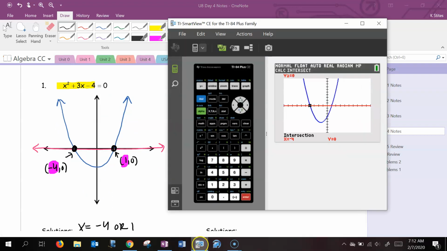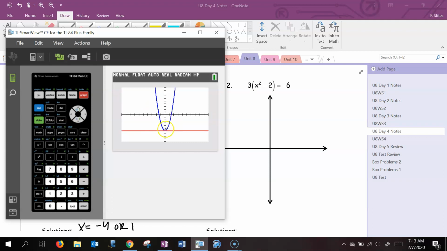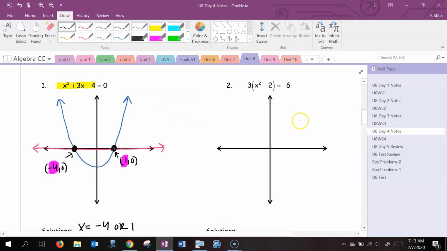Okay, so let's try the next one. Go to your y equals. Everything on the left side, type into y1. Everything on the right side, type into y2. So notice this one's a -6, which means you're still going to have a horizontal line. Remember, y equals is horizontal, but it's not going to be at the x-axis anymore. It'll be down at -6. So you can see this is a different type of picture. Okay, so you can go ahead and draw that. Make sure you draw your horizontal line as well.